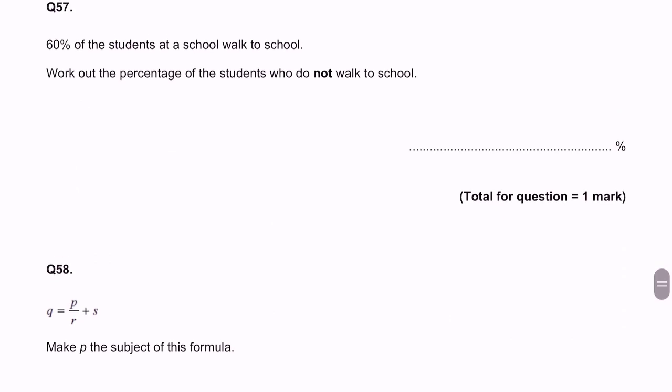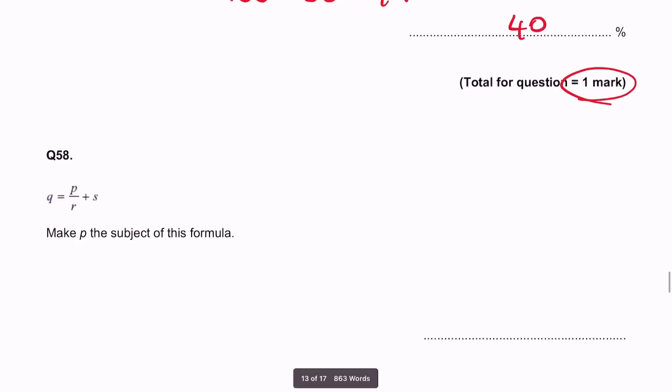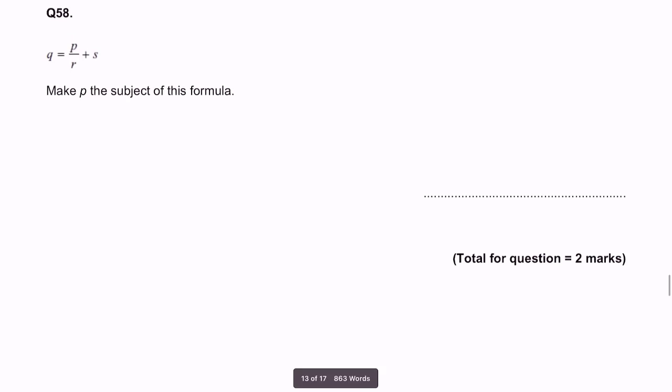60% of the students at school walk to school. Work out the percentage of the students who do not walk to school. 60% walk to school, so we know 100% altogether, take away 60, which is 40%. Easy question. 40% of the students do not walk to school. Sometimes this type of question can get confusing and you might not understand it and might get it wrong, so always remember your basic information.